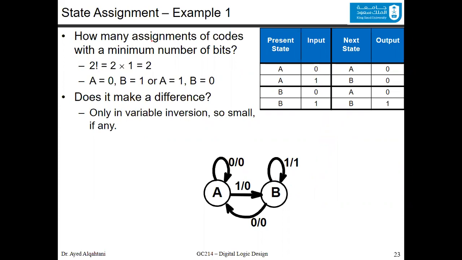If you were asked how many state assignments of codes with the minimum number of bits, since we have 2 states, it's going to be 2 factorial. So we have 2 ways to assign codes to A and B. Either we make A equal to 0 and B equal to 1, or we make A equal to 1 and B equal to 0. Now the question is, does this make any difference if you choose this assignment or this assignment? And you can see, because the number of states is limited, there is no big difference, only an inversion from going from this state assignment to this state assignment.